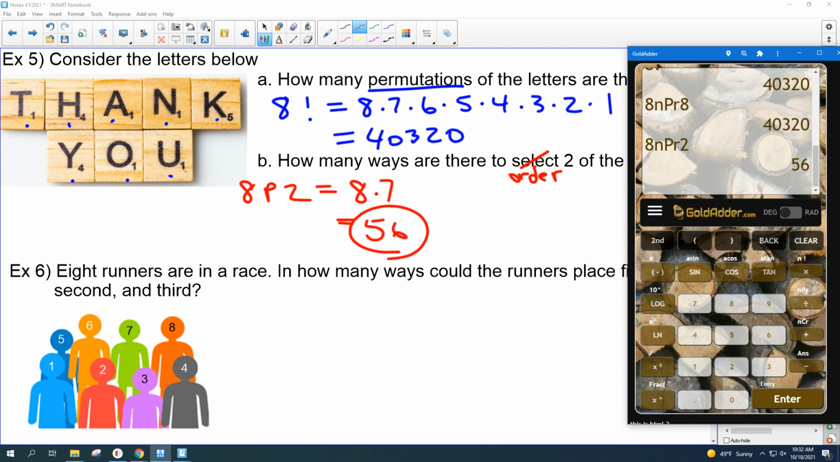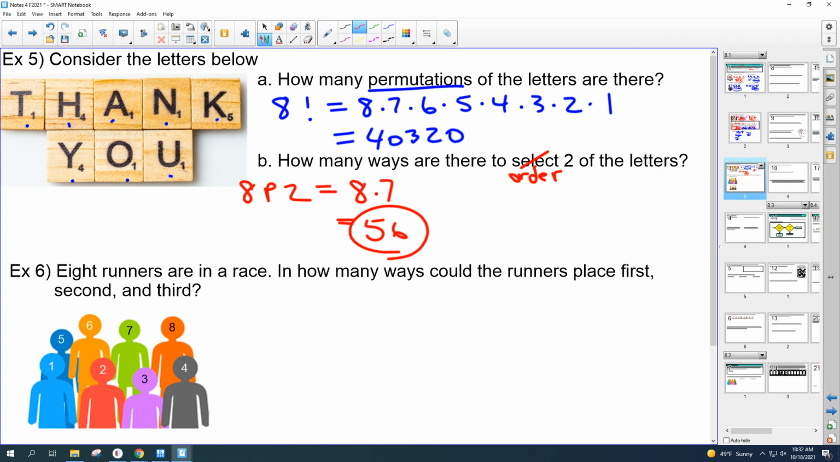Number 6, 8 runners are in a race. In how many ways could the runners place first, second, and third? First, second, and third. A lot of the times it's useful to ask yourself this question, because what gets tricky is you don't know if it's a fundamental counting principle problem or a permutation problem. And so sometimes you want it to be a blanks problem where there are 3 blanks. And you could do this problem as a 3 blanks question. That's probably the way I see this, is you've got first and second and third. I look at it as a blanks problem.